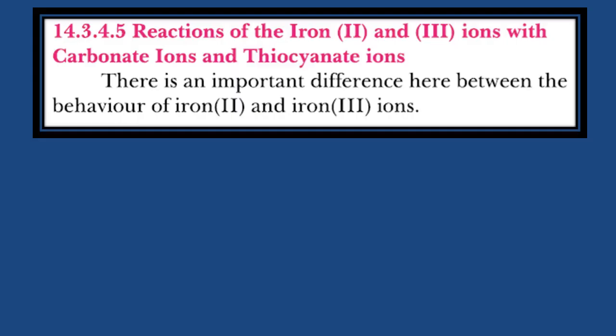Students, let us start with the reaction of iron 2 and iron 3 ions with carbonate ions. Now students, when iron 2 and iron 3 ions react with carbonate ions and thiocyanate ions, they show different chemical properties, unlike the reactions that we studied in the previous topics with hydroxyl ions and ammonia, where iron 2 and iron 3 ions showed a similar mechanism. But students, they are going to react differently when we react them with thiocyanate and carbonate ions.